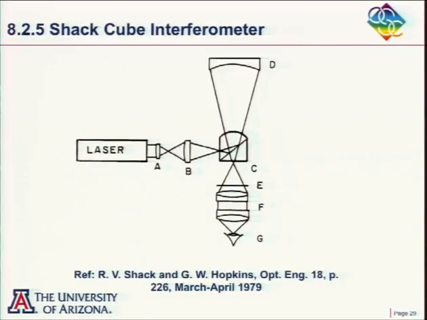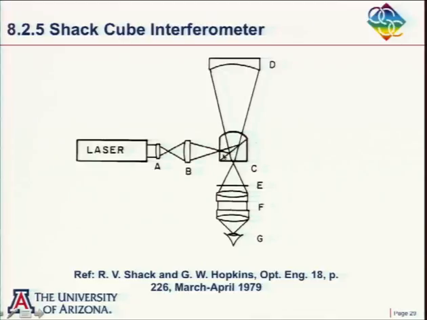The next one we'll talk about is the Shack cube interferometer. This is one of Roland's ideas, and it's a Fizeau type interferometer. We start off with a laser, and this is going to have to be a single longitudinal mode laser because we have no way of adjusting path differences. They are what they are, so we have to have good coherence.